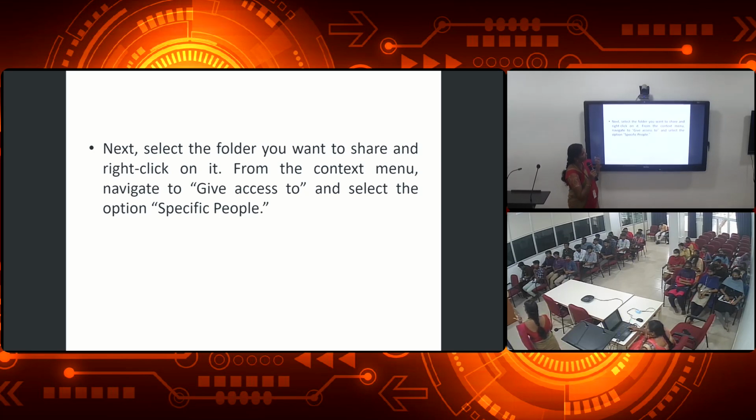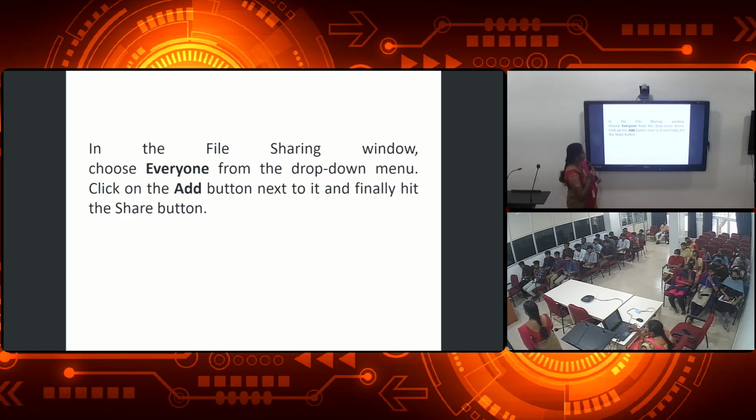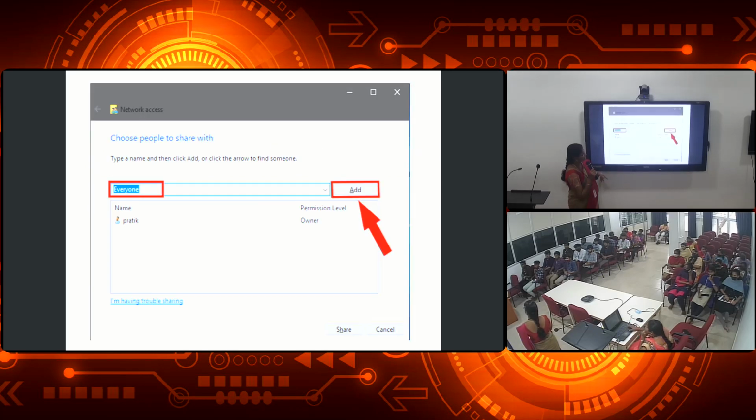Next, select the folder you want to share and right click on it. From the context menu, you choose give access to and select the particular person to whom you need to share the folder, right? See, right click, give access to a particular person. Next. So in this, you will see all the systems connected to the particular LAN cable. You can select a specific person or else you can select everyone in the particular LAN connection.